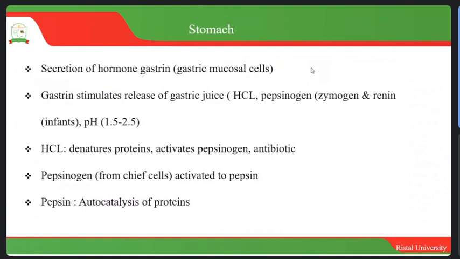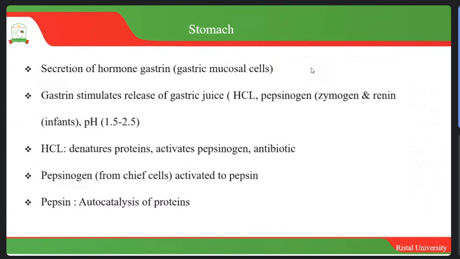Now, what is the role of HCl? One, it denatures proteins, such as germs that have been taken in along with food. Second, it activates our inactive enzyme, meaning it converts pepsinogen to pepsin. Then, it kills any bacteria in your stomach that you've ingested. So this is a way of defense, also called the first line of defense. Then pepsinogen here is from the chief cells.